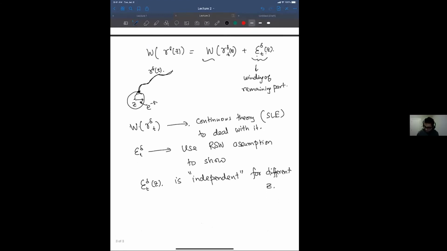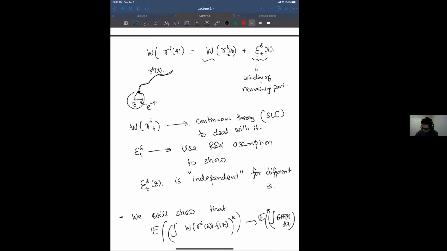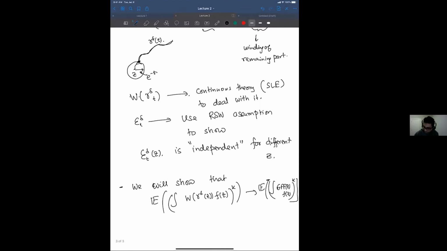And overall, we are going to use the method of moments. So we will show that all moments, the expectation of the indicator of the winding times f of z to the power k, will converge to the expectation of the right thing. So the indicator integral of the GFF f z whole to the power k. So this is the global strategy here.